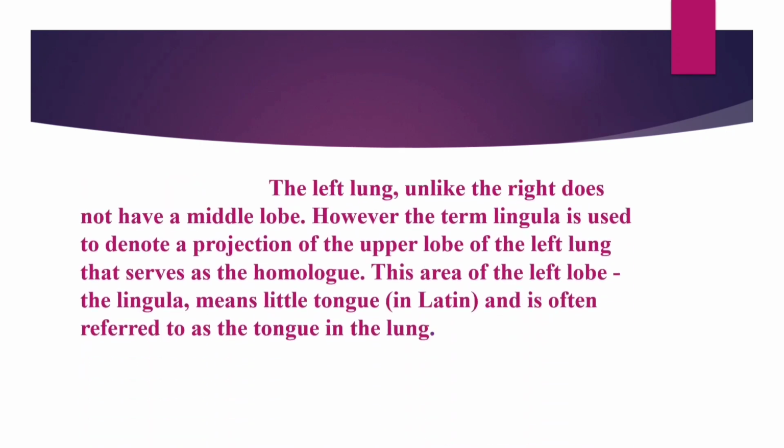Now let's see the explanation. The left lung, unlike the right, does not have a middle lobe. However, the term lingula is used to denote a projection of the upper lobe of the left lung that serves as a homologue. This area of the left lobe, the lingula, means little tongue in Latin, and it is often referred to as the tongue in the lung.